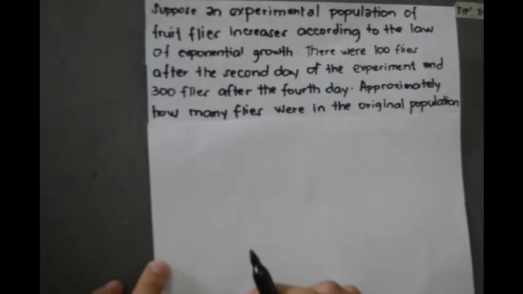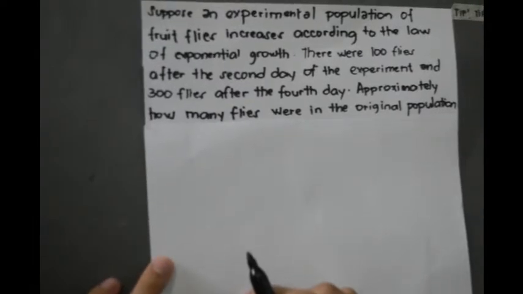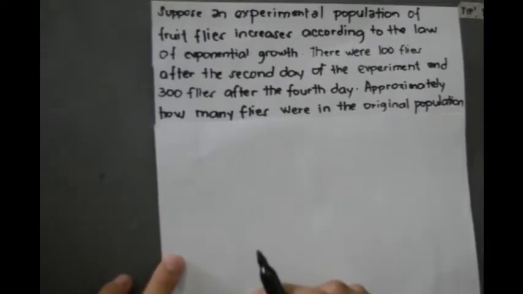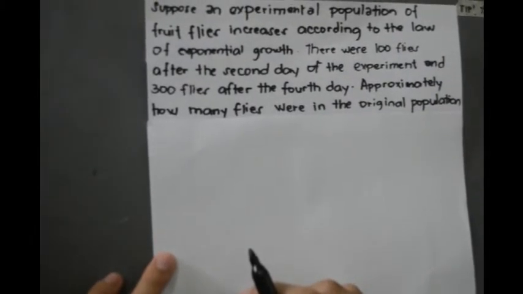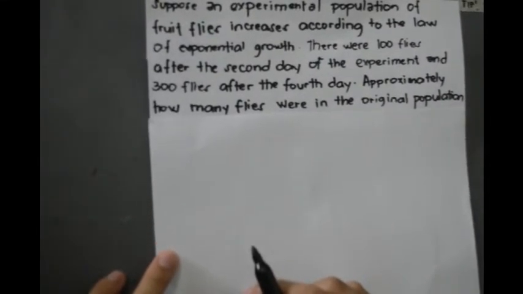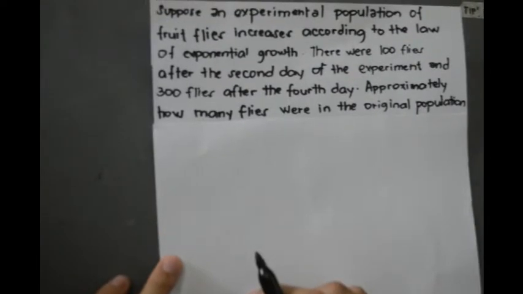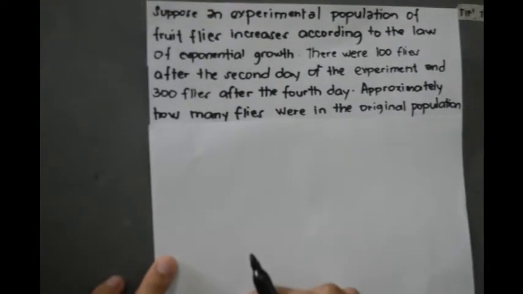Suppose an experimental population of fruit flies increases according to the law of exponential growth. There were 100 flies after the second day of the experiment and 300 flies after the fourth day. Approximately how many flies were in the original population?